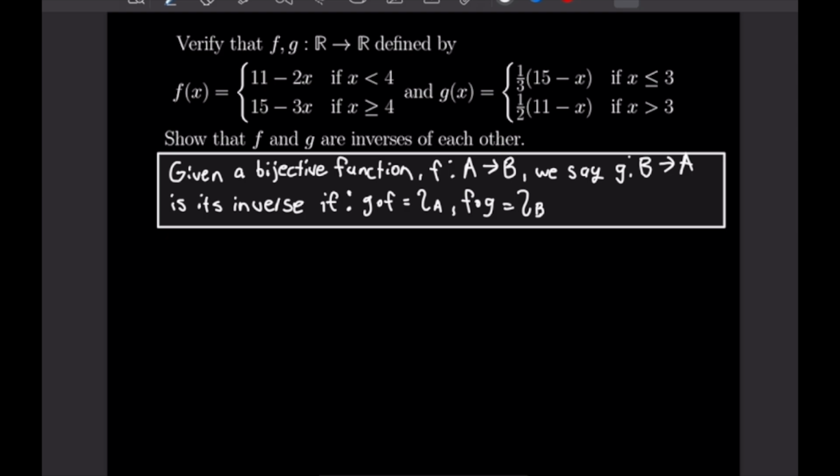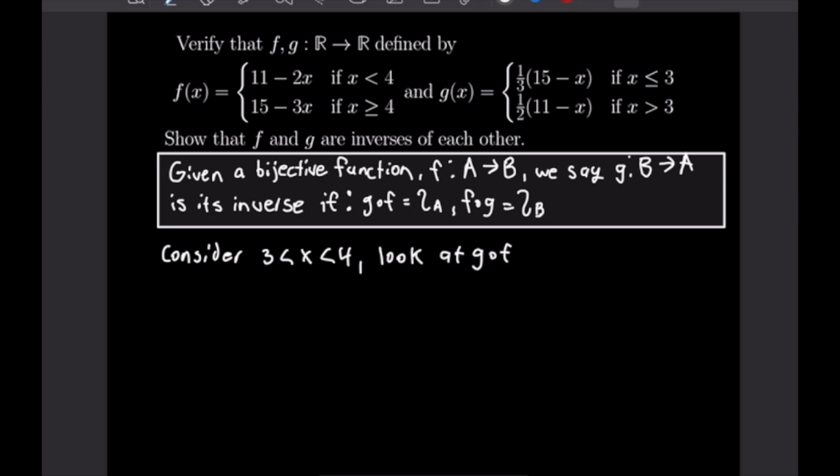And since these are piecewise functions, we have a lot to check. So let's start with f of x at the top there. Let's check the case where x is strictly less than 4, and then for g of x, we'll take the case where x is strictly bigger than 3. So when x is between 3 and 4, let's consider x strictly between 3 and 4, and we're going to look at g composed with f.